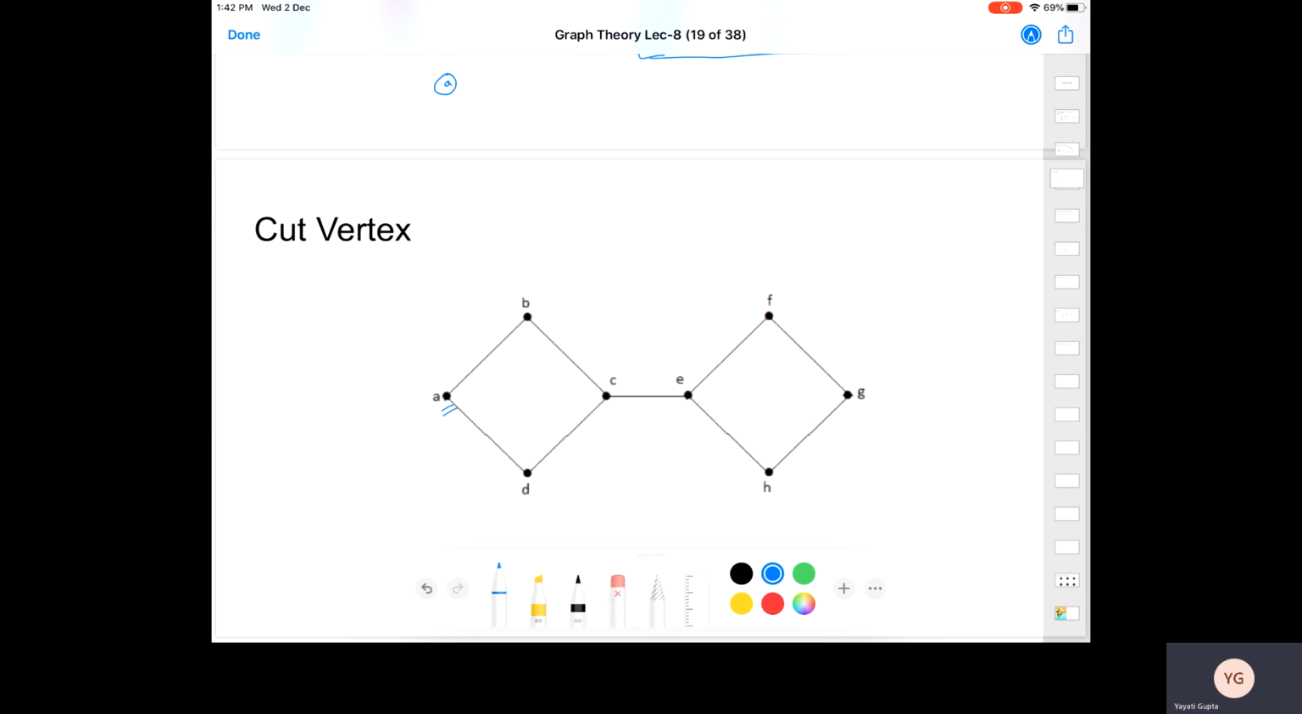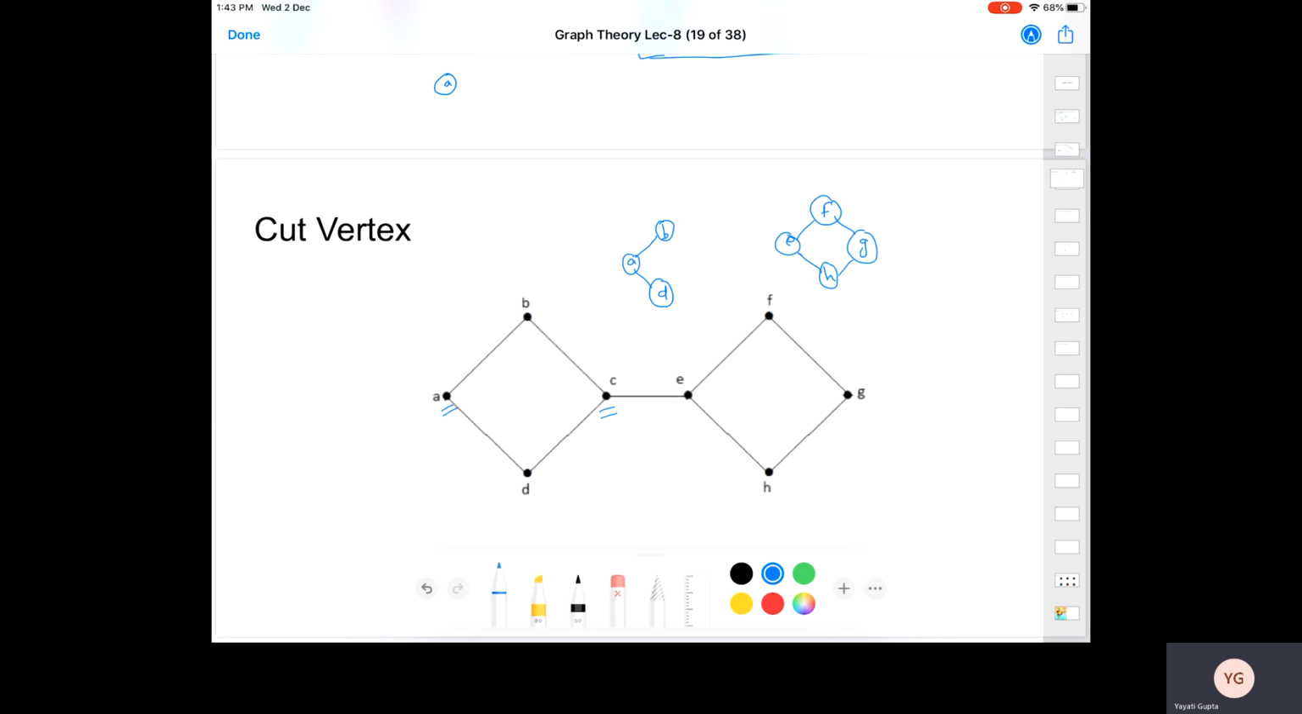Still your graph remains connected, because you can still reach from any vertex to any other vertex by a path, walk, trail, whatsoever. But what if you delete C from this graph? As soon as you delete C, the edges CB and CD go away and the vertex C also goes away. What remains is A, B and D here, and we have E, F, G and H here, and the graph splits up in two parts.